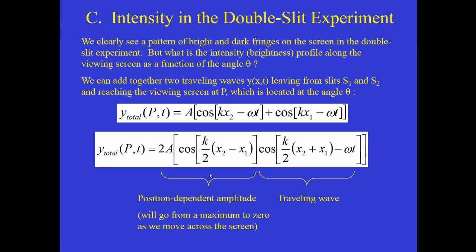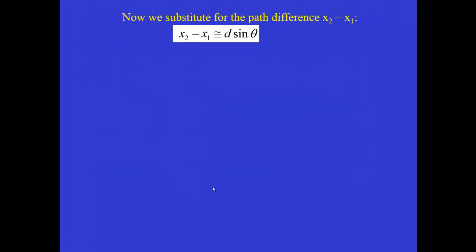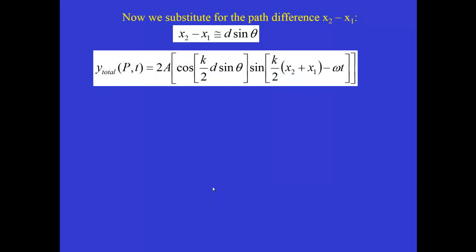And so what we see is that this position-dependent amplitude will change and will have a different value at different points on the screen. Being a cosine function, it will go back and forth from 0 all the way to 1 and -1 and reach maximum values. Now we already know from our analysis of the double-slit experiment that the path difference, x2 minus x1, is indeed d sine theta. So it does depend on the angle theta.